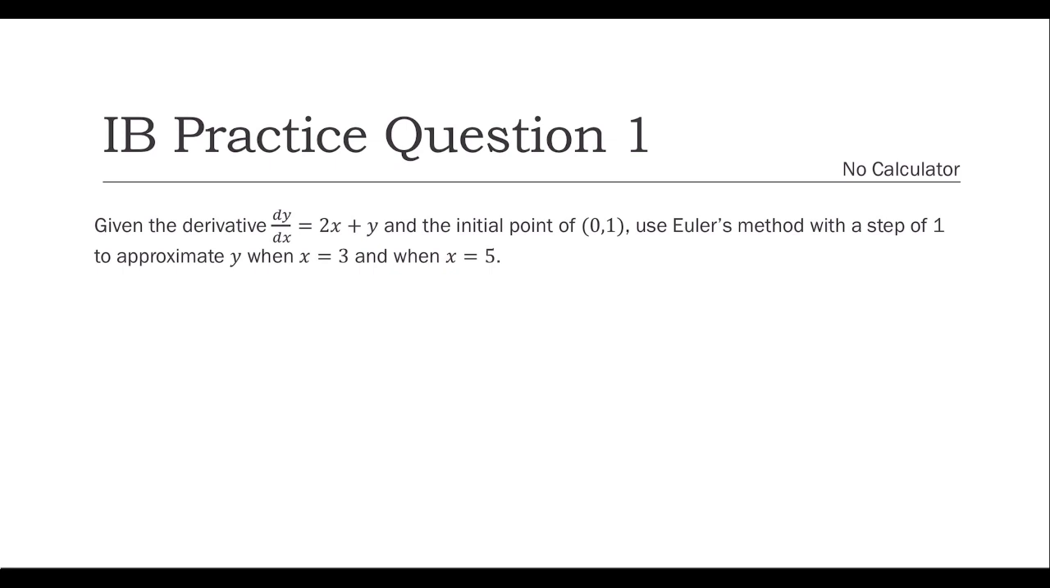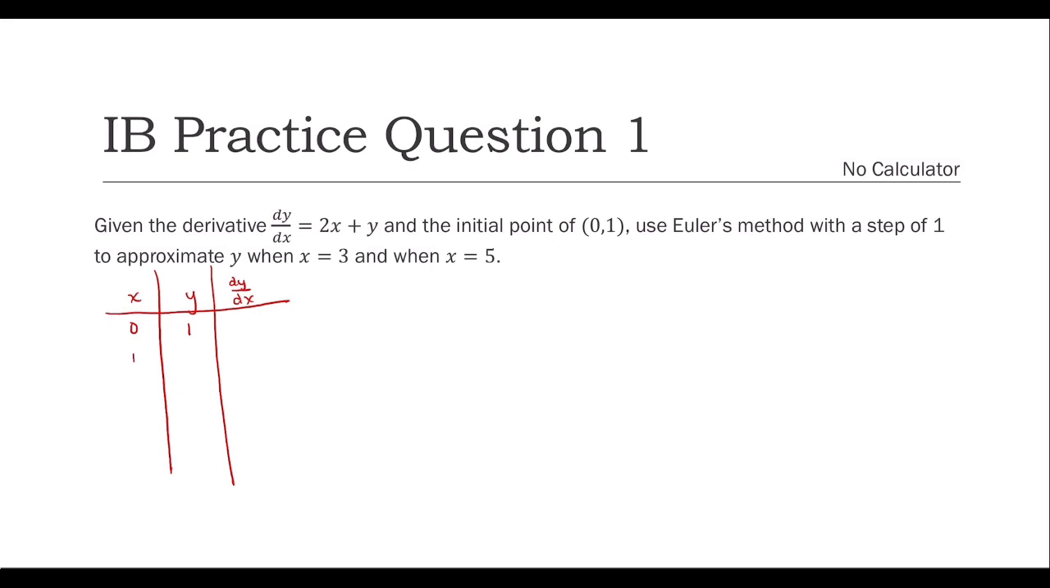So here we have an IB practice question relating to that information. So it says, given the derivative dy/dx equals 2x plus y and the initial point of 0, 1, use Euler's method with a step of 1 to approximate y when x equals 3 and when x equals 5. So we'll draw our table. We have x, y, and dy/dx at those points. We have an initial point at 0, 1, and we want to find y when x is 3 and 5, and we have a step of 1.